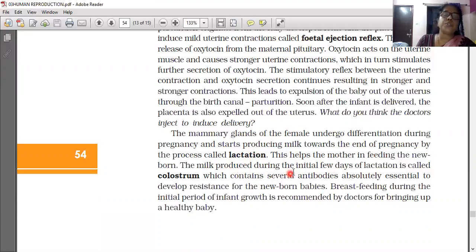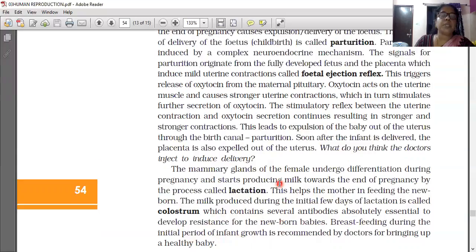The milk produced during the initial few days of lactation is called colostrum, which contains several antibodies, absolutely essential to develop resistance in newborn babies. Breastfeeding during the initial period of infant growth is recommended by doctors for bringing up a healthy baby.